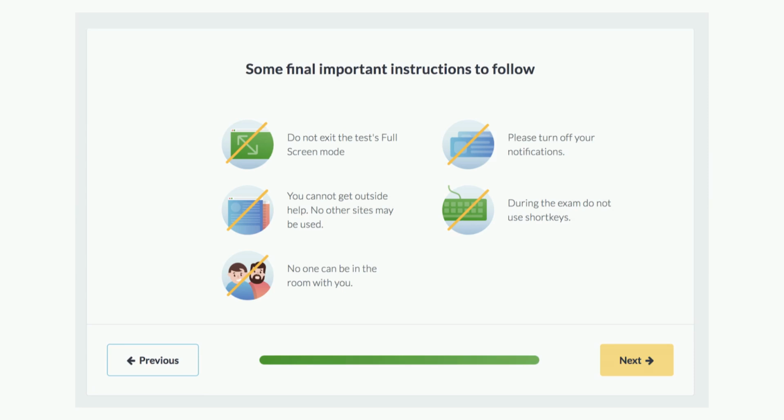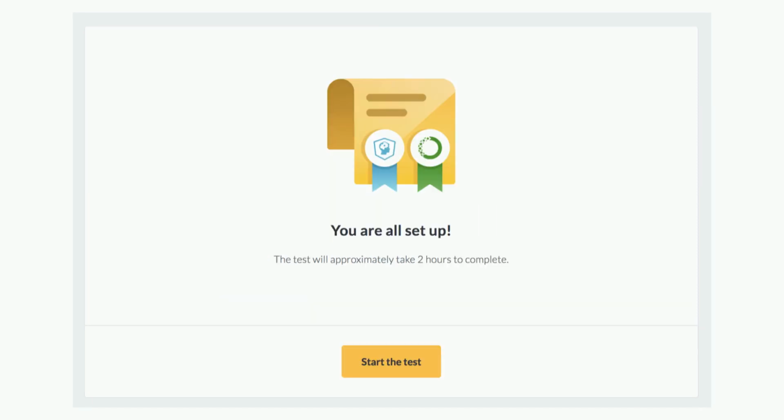The first thing here is important. As soon as they start the exam, we force them into full screen mode. This is for security purposes. We don't want them poking around on other websites, looking up the answers as they're going through the exam. We're just making it clear you can't get any outside help. Nobody can be in the room with you. Turn off notifications so that you don't accidentally exit the exam partway through by checking Facebook. And then setup is done, you're good to go.